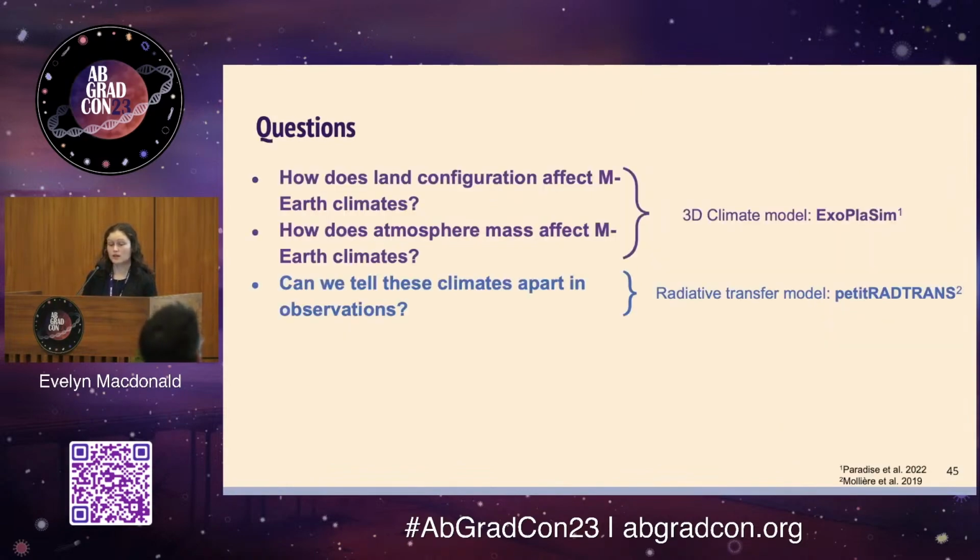So I have a few questions that I'd like to try to answer today. First of all, how does land configuration affect M-Earth climates? How does the mass of the atmosphere affect their climates? I'll be answering those using a 3D GCM, general circulation model, called ExoPlaSim. And then the next part is, can we tell these climates apart in observations? I'll be using a radiative transfer model based on my ExoPlaSim simulations to look into that.